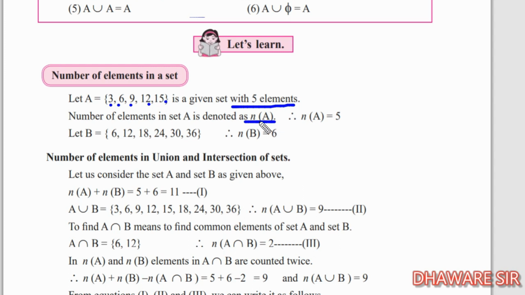n(A) denotes the number of elements in set A. Therefore, n(A) is equal to 5. How many elements are in set A? There are 5. This is the number of elements. In set B, we are given B equal to 1, 2, 3, 4, 5 and 6. There are 6 elements. Therefore n(B) is equal to 6.